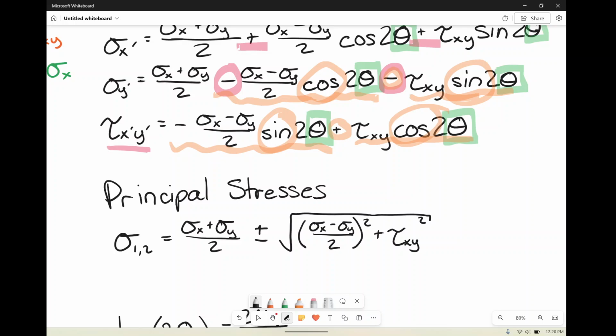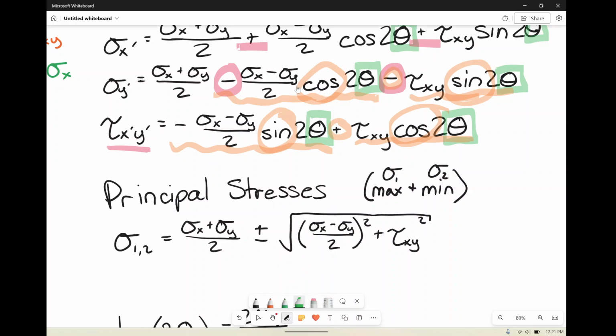And these principal stresses, these are our maximums and our minimums. So our maximum we call sigma 1 and our minimum we call sigma 2. And that is another, again, lovely easy equation here. Maximum we're going to add, minimum we're going to subtract. That should be pretty obvious.